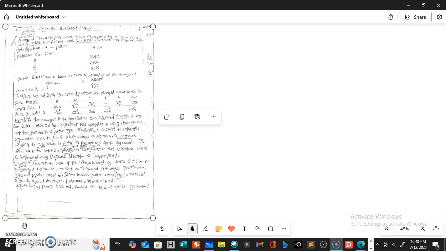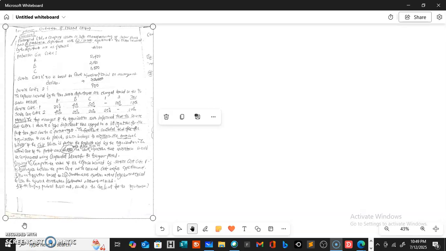Okay, so look at the question. We have a Flutter Wind Limited company, which has 3 production centers with allocated costs of 2,400,000, 2,100,000, and for production cost center C, 1,500,000. The question also says that for service cost center 1, the cost is based on cost injunction as well as the decision of the management. For service cost center 2, the cost incurred was 900,000, and the expenses incurred by the 2 service departments are charged based on the percentages shown below.